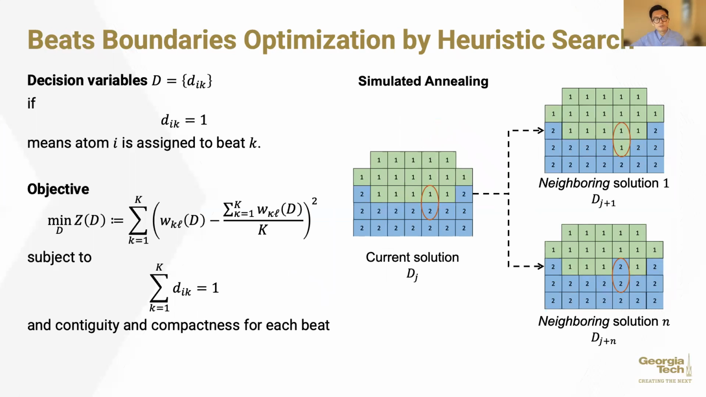And given the optimal number of bits and the bit design created by the greedy search, the problem can be reformulated as a mixed integer programming where the decision variable is denoted by d_ik. It equals 1 if atom i is assigned to bit k. Then the objective is to minimize the workload variance across the bits, while we also need to ensure the contiguity and compactness for each one of these bits.